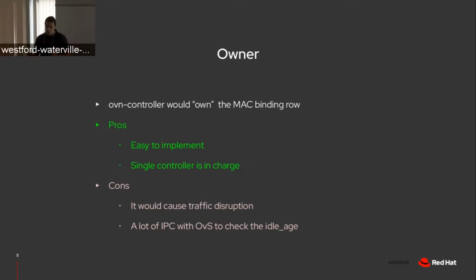And also the first idea had the problem with the IPC communication with the OVS, because it was basically checking the idle age column to know when we have crossed the threshold of the MAC binding aging.